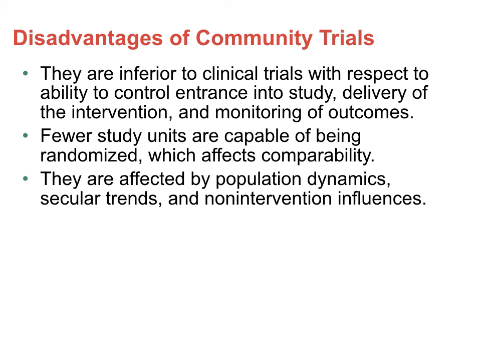There are fewer study units capable of being randomized, which affects the comparison that you're making in community trials. And they're affected by population dynamics, secular trends, and non-intervention influences. People might decide they're going to quit that job, or 5 more people might get hired, so different things are happening. I mean, if you were doing a trial right now, research would just stop, but there are going to be some people that might not want to participate at all, even once things get back and going.